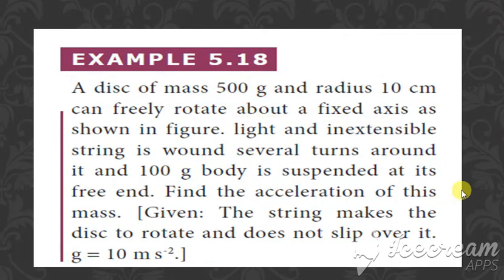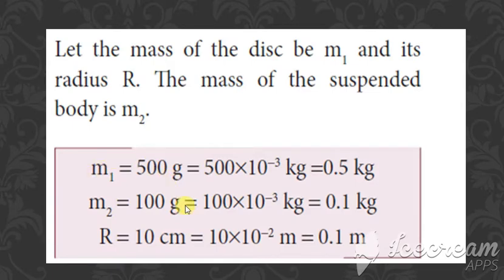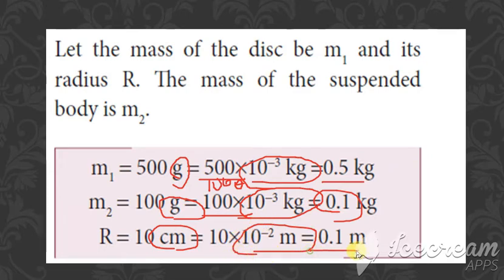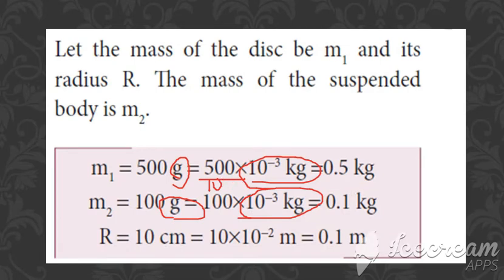So what is given in this is m1 which is equal to 500 gram. So gram we are writing in kg, so it is 10 power minus 3 kg. Same way here also, gram is 10 power minus 3 kg. 10 power minus 3 is divided by 1000, so this can be written as 0.5. Same way here also, divided by 1000, it is 0.1. Centimeter into meter, so it is into 10 power minus 2, so it is 0.1 meter. Clear? And now we are going to represent this question with the help of a diagram.